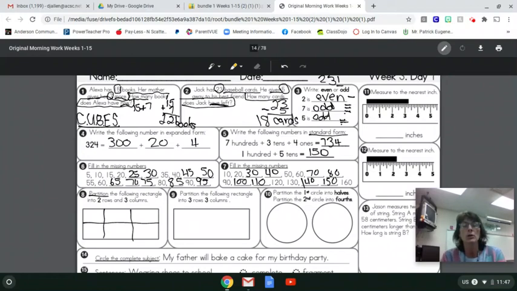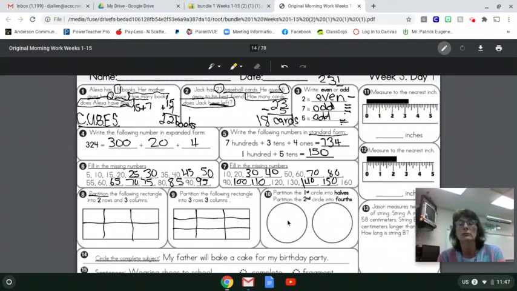Number 9 says partition the following rectangle into 3 rows and 3 columns. So I have to make these rows a little bit skinnier to fit 3, about the same. And then it's about the same this way up and down. And I'm all done with that box. Number 10 also says partition, but it is doing circles.